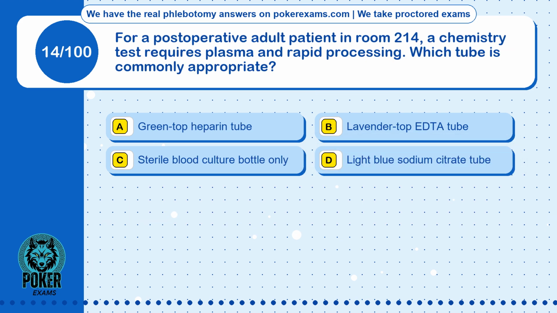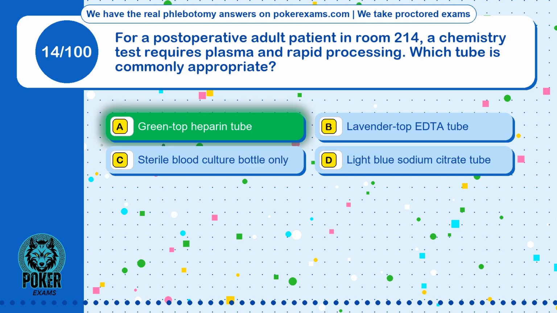Question 14. For a postoperative adult patient in room 214, a chemistry test requires plasma and rapid processing. Which tube is commonly appropriate? Option A, green top heparin tube. Option B, lavender top EDTA tube. Option C, sterile blood culture bottle only. Option D, light blue sodium citrate tube.